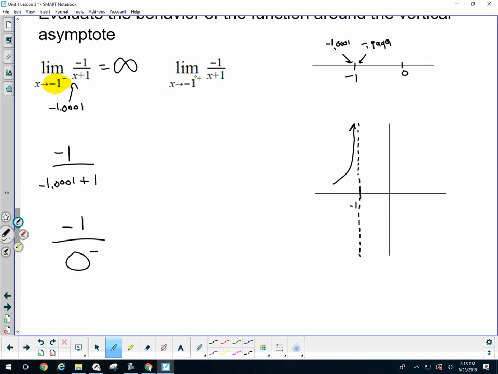Now, -1 from the right, I'm thinking about plugging in -0.99999. You think about this, you don't have to do it. Adding these two numbers together, you should realize the positive value is bigger than the negative value. We're approaching 0, but we're positive. That gives us negative infinity. There's my behavior around my asymptote.